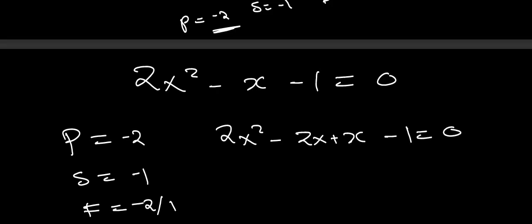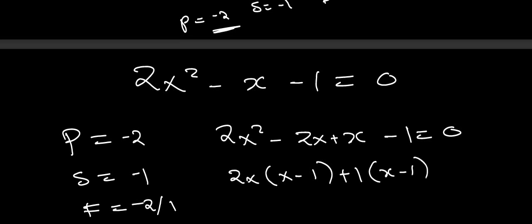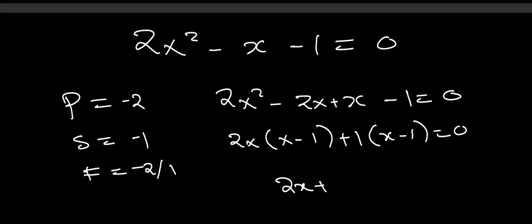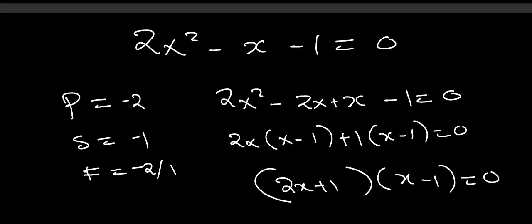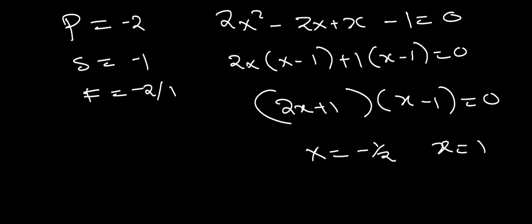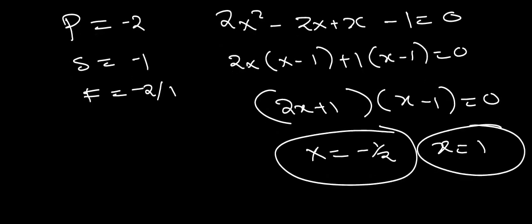Then -1 is equal to 0. We have 2x, then there's an x minus 1 plus 1, and there's an x minus 1 is equal to 0. 2x plus 1, then there's an x minus 1 is equal to 0. When you solve this, you get x is equal to -half, then there's an x is equal to 1. So we have this part and we have this part there.